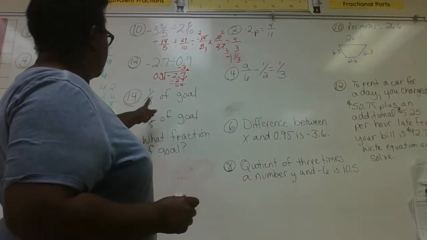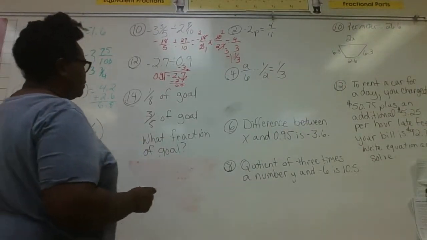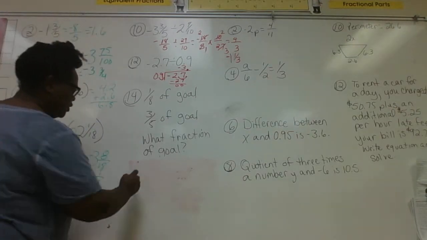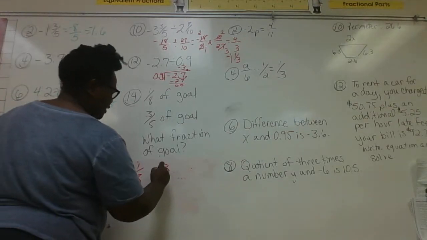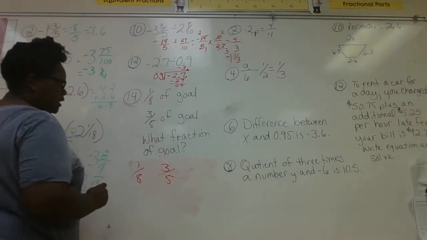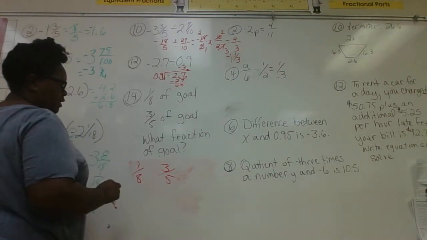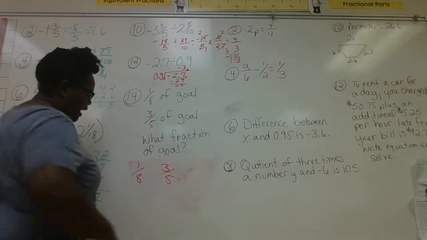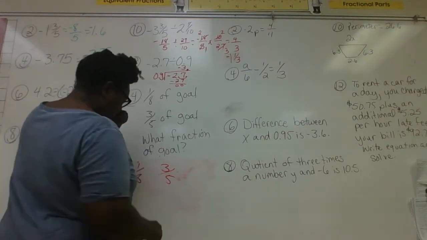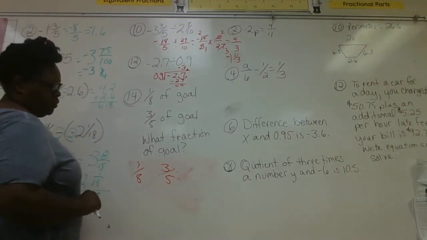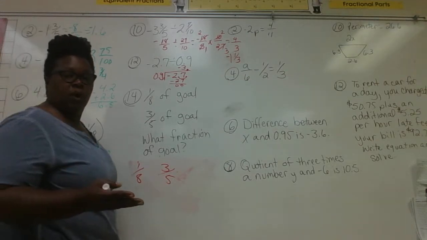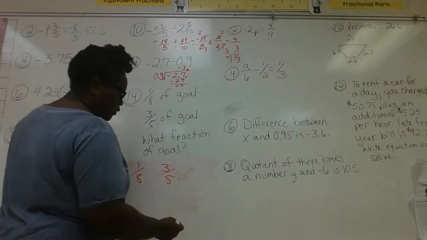All right. So you have 1/8 of your goal and 3/5 of your goal. If you were to compare them, the first week you had 1/8 of the goal. At the second week, you had a total of 3/5 of the goal. So now you need to know what it was just for the second week.